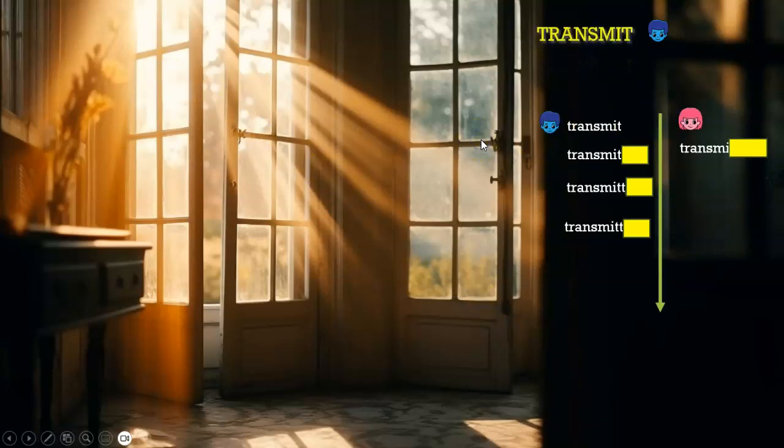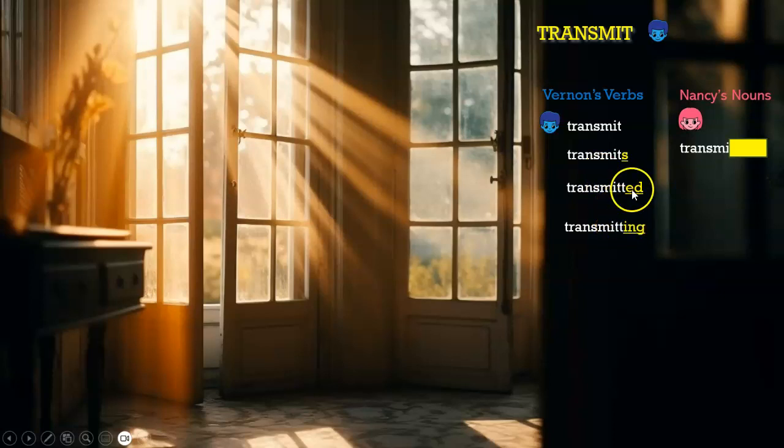Now here are different forms. Transmit's a verb, right? But we can have Vernon's verbs and Nancy's nouns for different forms. So it's transmit, or what? The present tense. Transmit for singular or transmits, right? What about past tense? Transmitted, and what's another one? Transmitting. Adding those endings, and we're going to practice writing some of those.